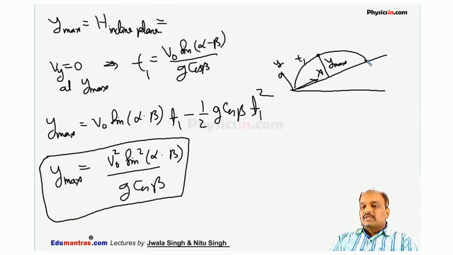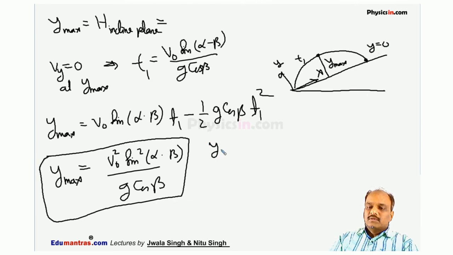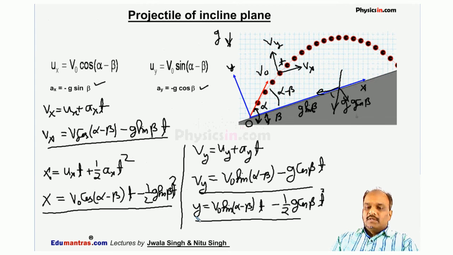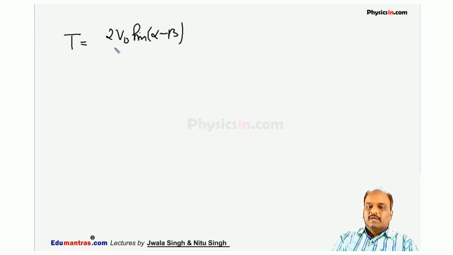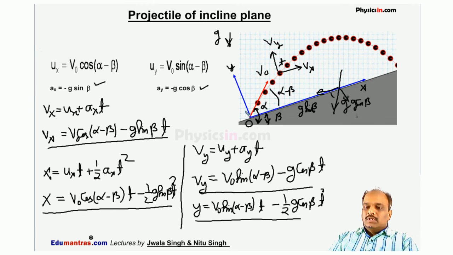Now when the particle strikes the inclined plane, at this instant again y becomes 0. So if I put y equal to 0, it will give me the time, and that time is called the time of flight. So from this expression y, if I substitute y as 0, I get time t, which is equal to 2 v naught sine alpha minus beta divided by g cos beta. This is the time of flight of the particle, the time for which it is in air.